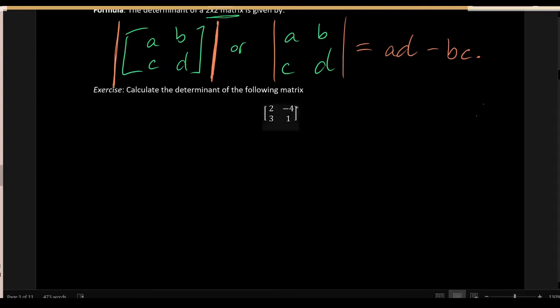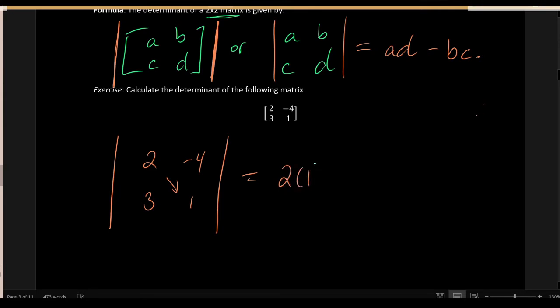2, 3, negative 4, 1. First of all, I would represent this in notation as vertical bars around the numbers 2, 3, negative 4, 1. This is the notation for the determinant of the matrix. I can calculate this number by going along the primary diagonal, 2 times 1, taking that product, and then going along the anti-diagonal, subtracting 3 times negative 4.